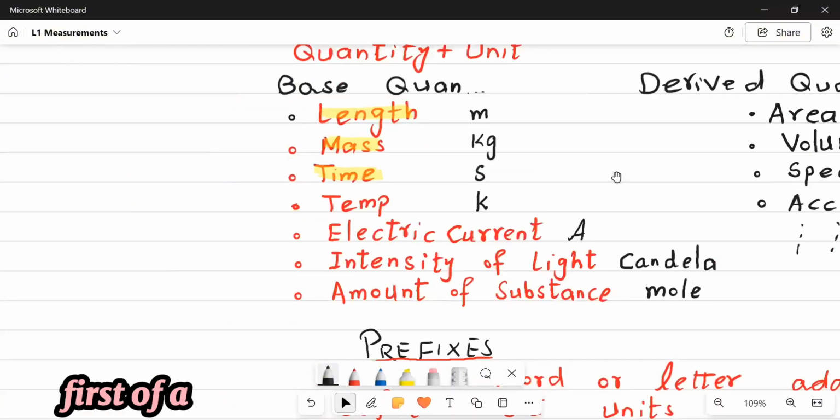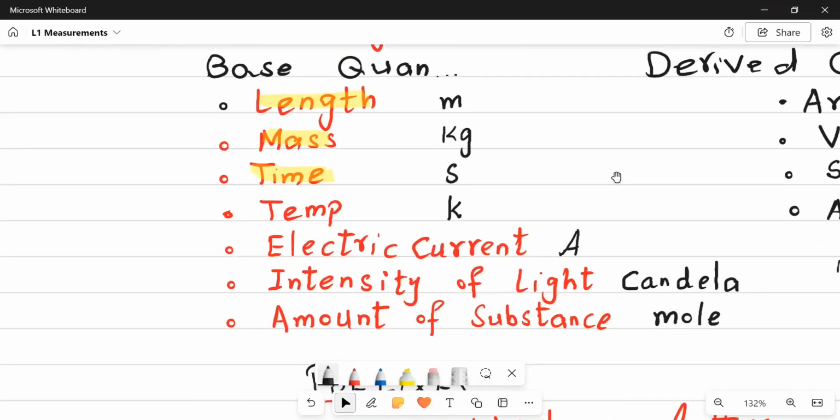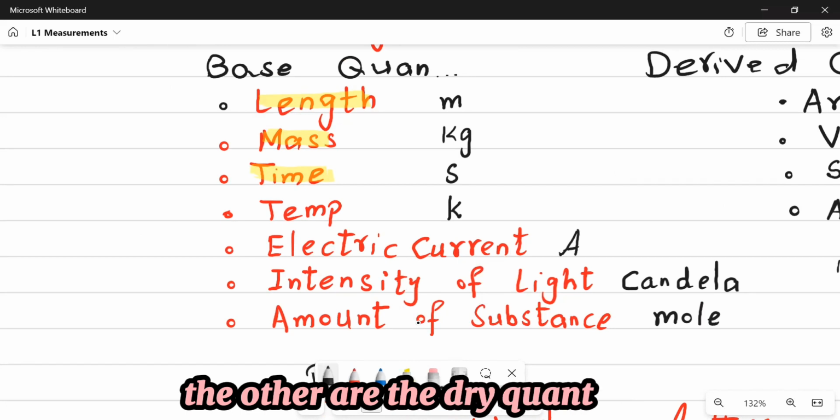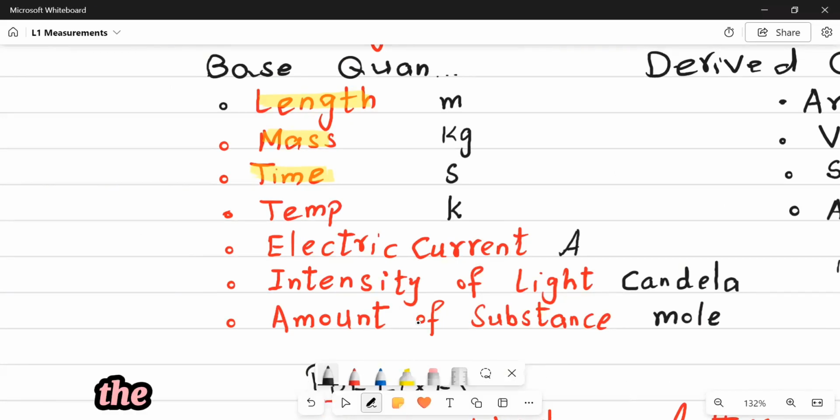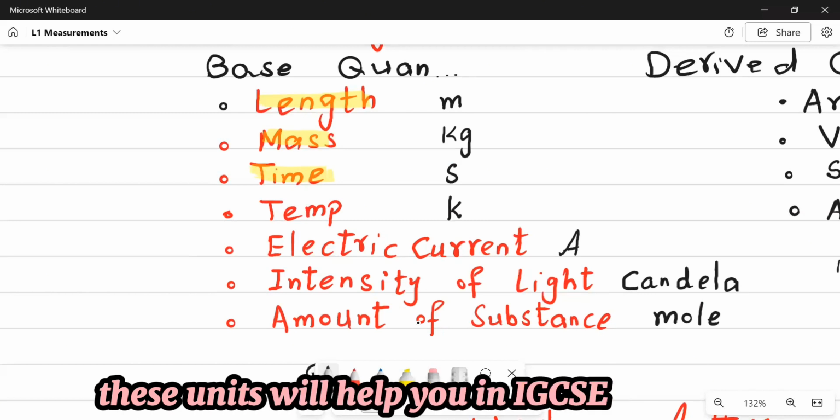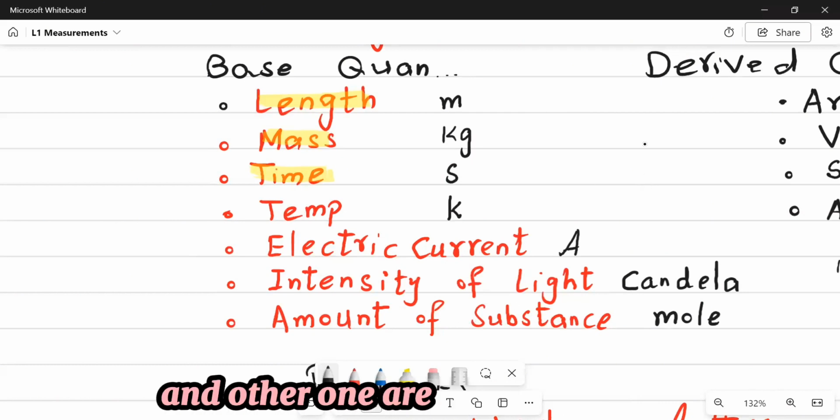First of all, we will discuss base quantities. The base quantities are 7: length, mass, time, temperature, electric current, intensity of light, and amount of substance. The others are derived quantities. There are only 7 base quantities and there are 7 base units. These units will help you in IGCSE and AS Level.